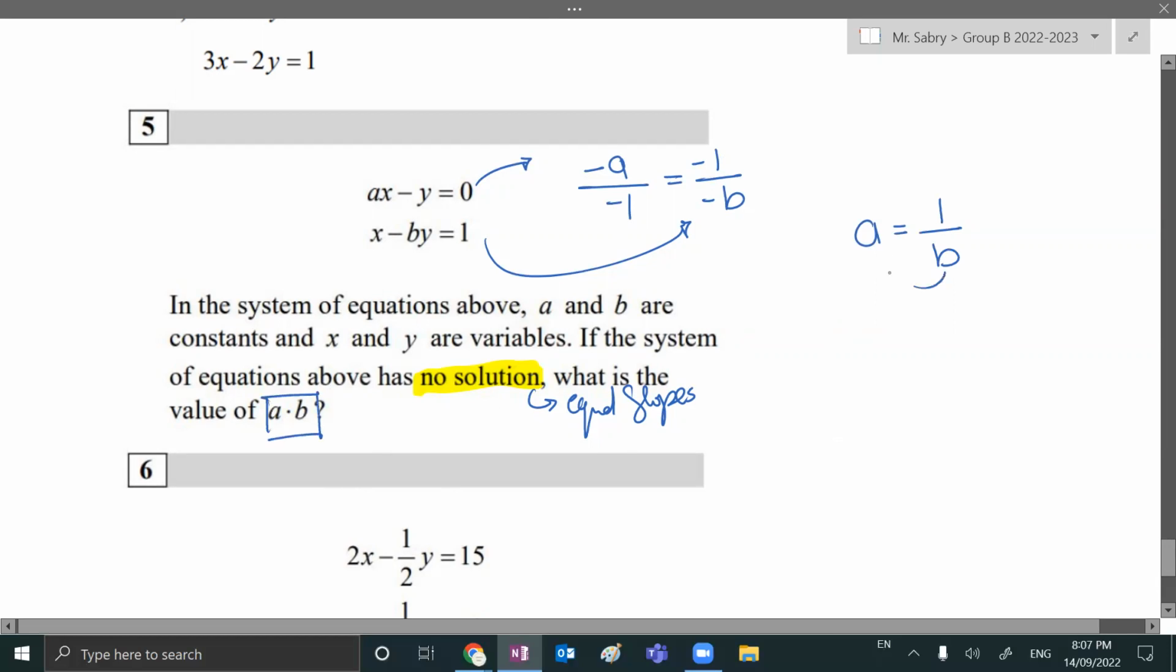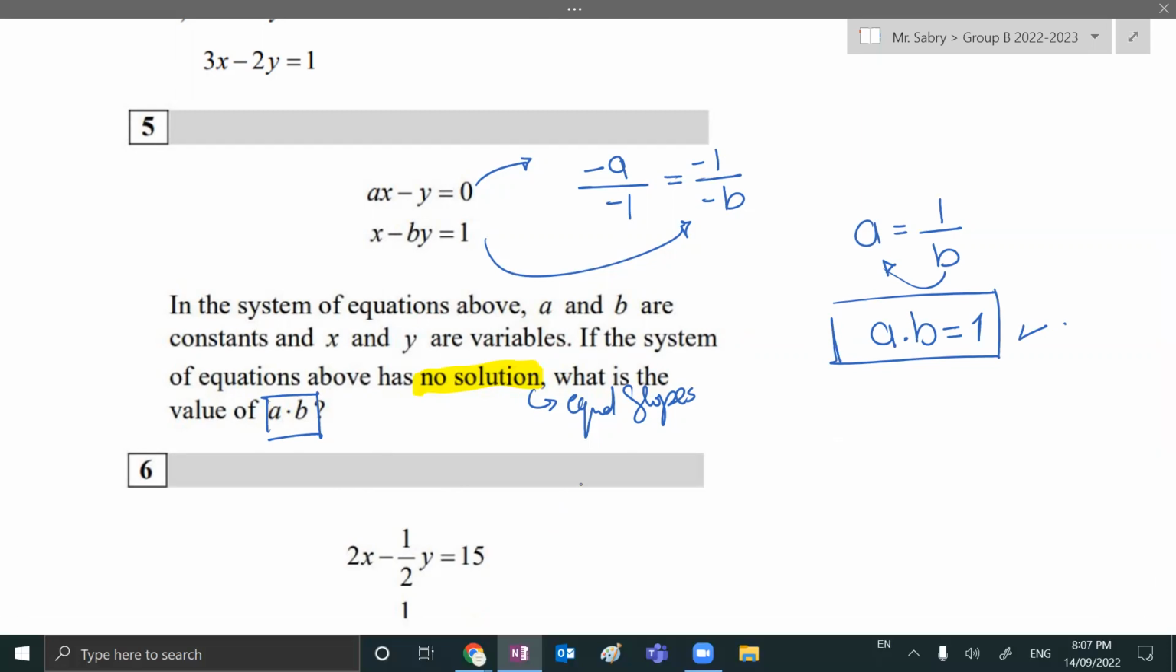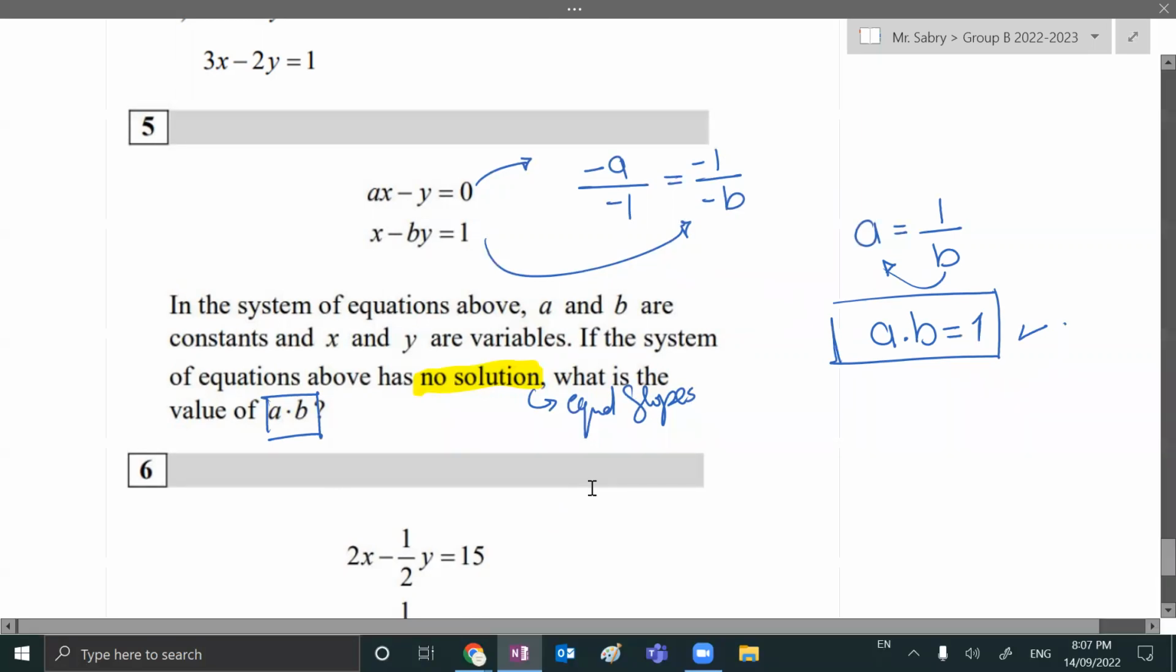So I just need to move this b to this side, and it should go by multiplication. So it's now a times b, and it equals 1. So I just got the answer. That's a times b. So in this question, there's no need to find a and b separately and then multiply them. I can just find the value of a times b altogether.